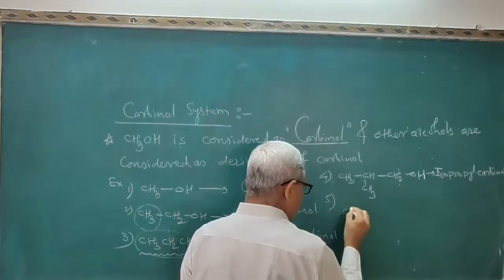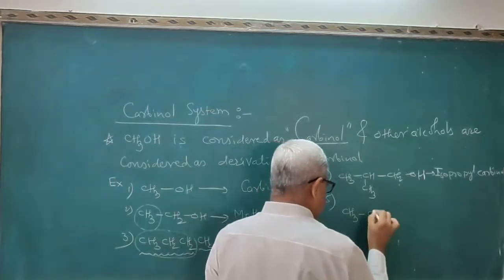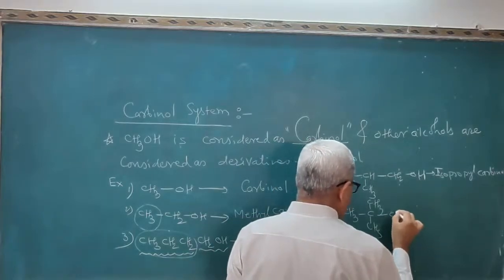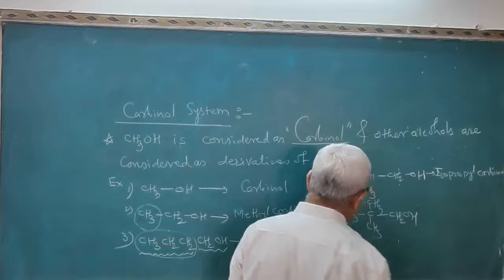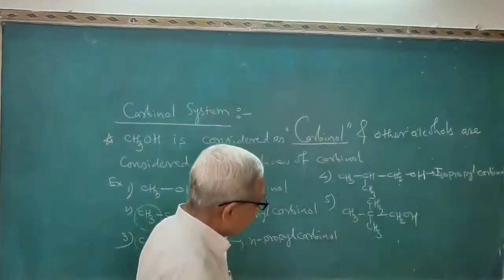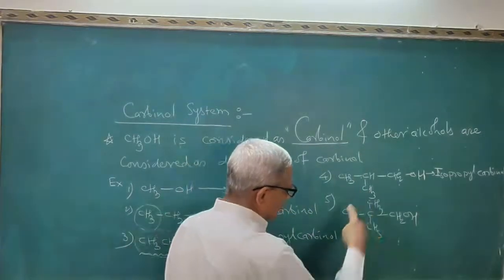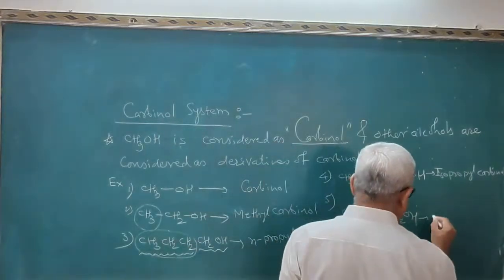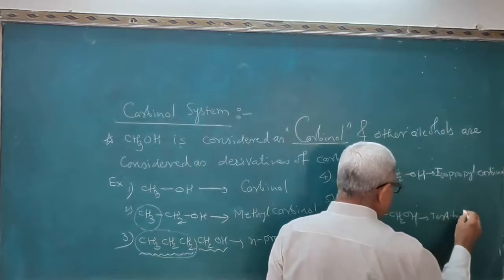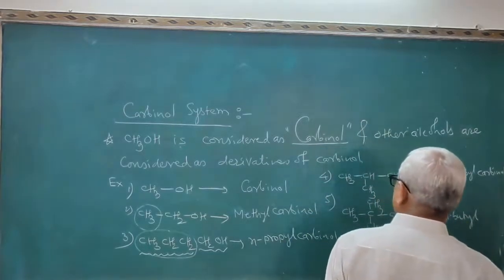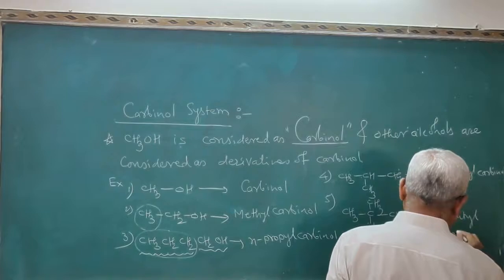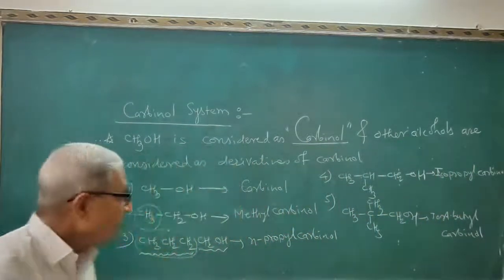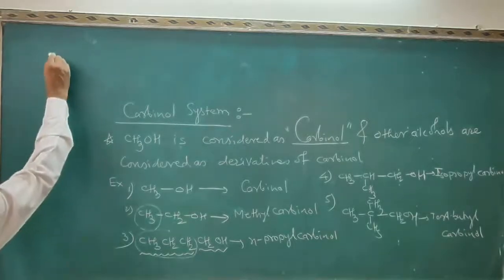Then the fifth example. See, here is only one side chain, but here are two side chains on the second carbon atom. Therefore, it is tertiary butyl carbinol. Tertiary butyl carbinol. Now I will set one important question.